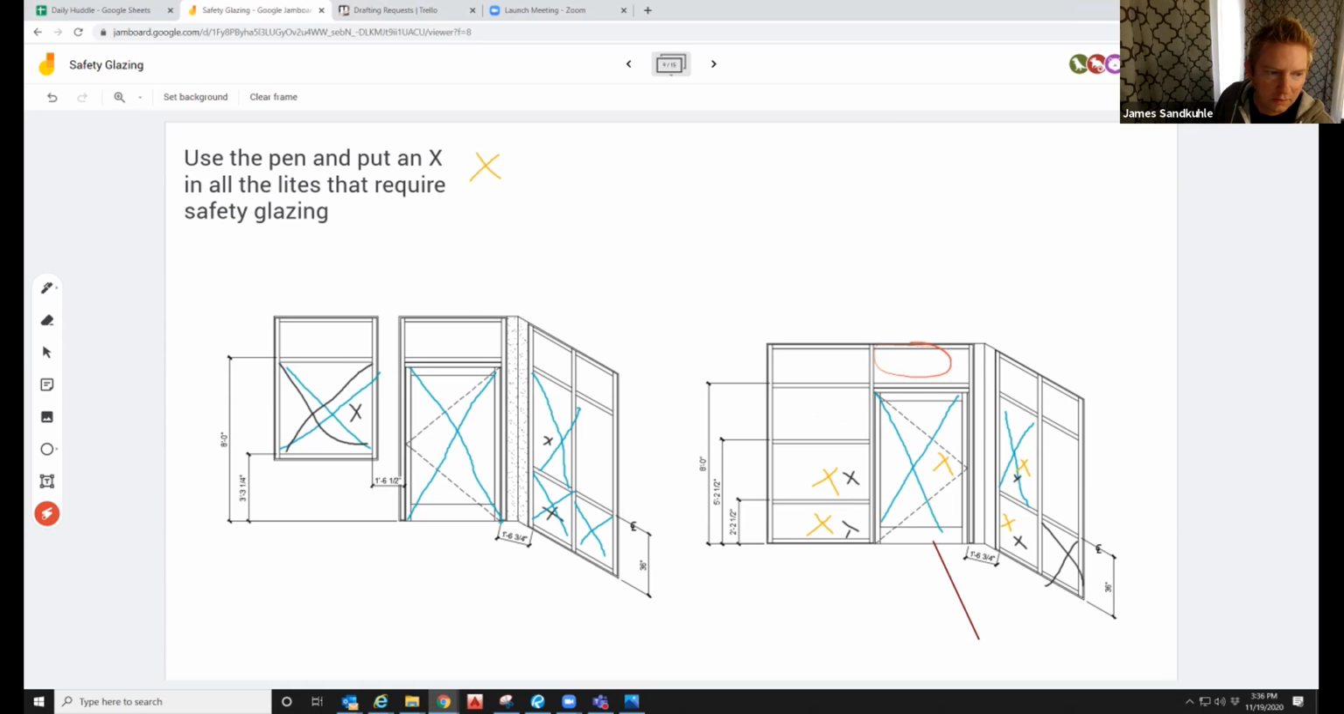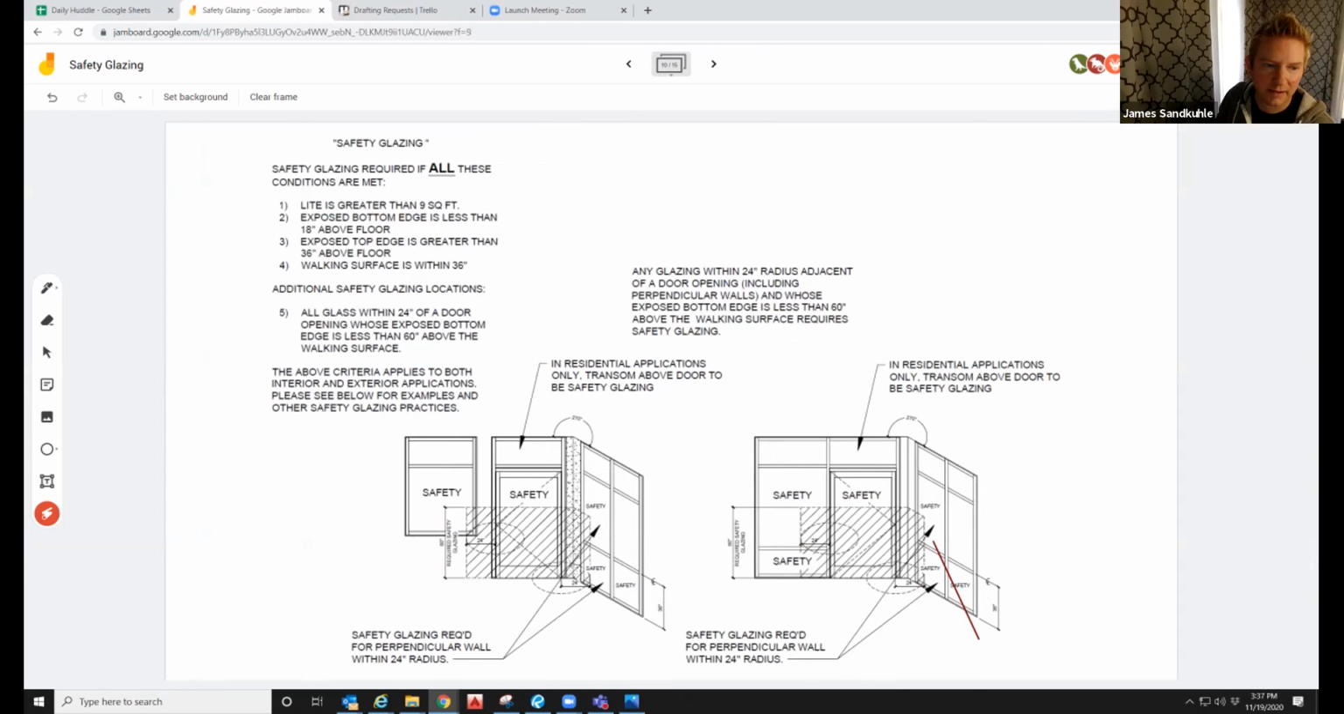So how come no one circled the ones above the door? Because you have to be 9 feet tall to break it. That's above the 60-inch safety zone. What if this were residential? Then yes, you temper it. Yeah, very good. So back to slide 10. In residential applications only, a transom above a door has to be safety glazed. But a lot of our scope is mainly commercial, so you won't typically see that.